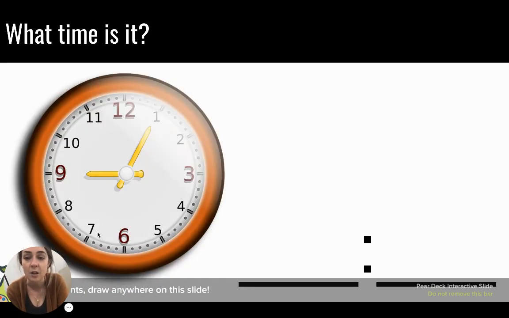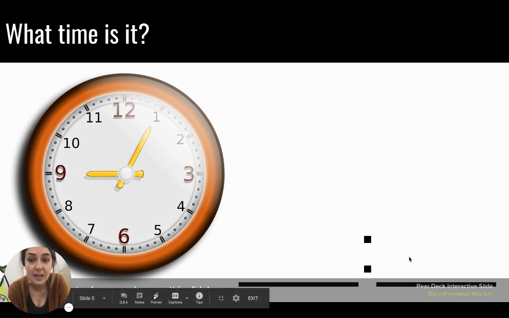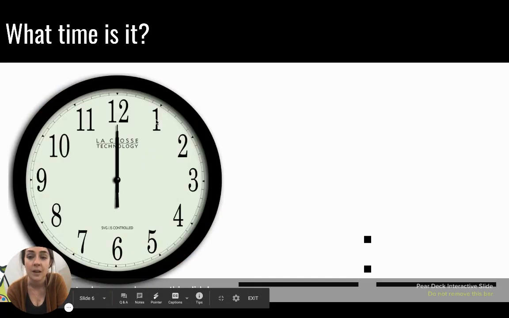All right, same thing. You're going to look at the clock and write the time. Shorthand first, longhand second. When you look at the longhand, you're counting by 5. So you're not writing 9, 1. All right, again.